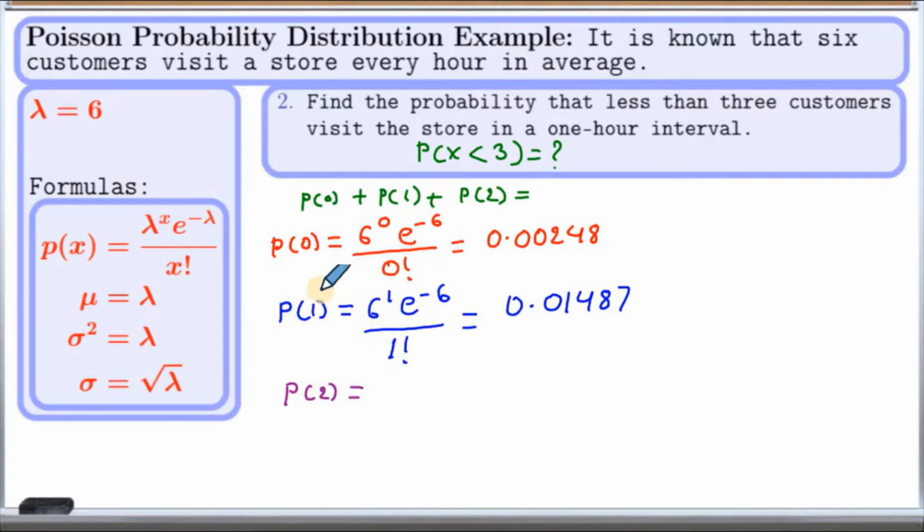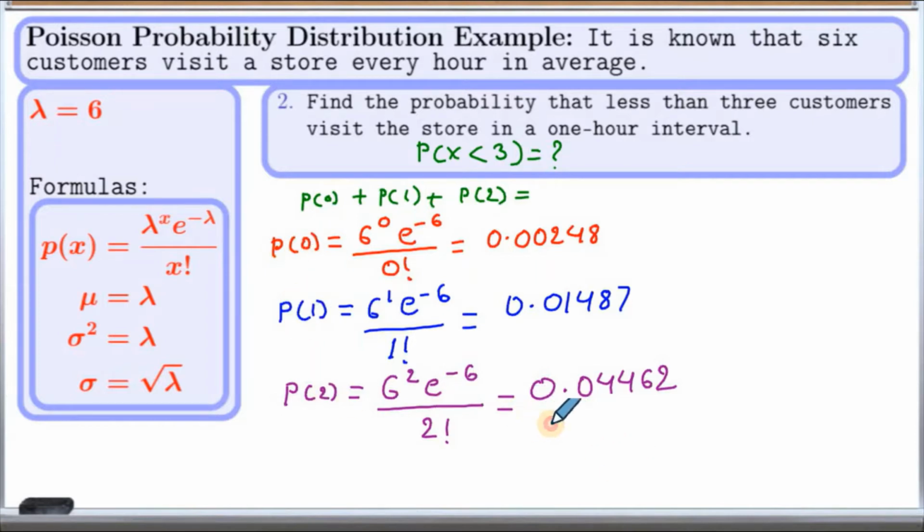Finally, let's find probability of 2. So for that, again, our lambda is 6 and our x equals 2. So substituting the value of lambda and x in the given formula, we get probability of 2 equals 6 to the power 2, e to the minus 6, over 2 factorial. And this whole thing is equal to 0.04462.